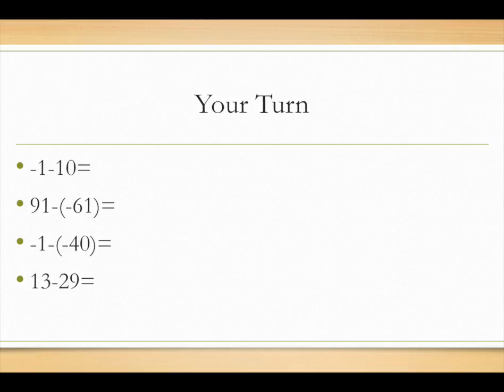Alright, so let's check our answers. Negative 1 minus 10 is negative 11. 91 minus a negative 61 gives you 152. Negative 1 minus negative 40 gives you positive 39. And 13 minus 29 gives you a negative 16.